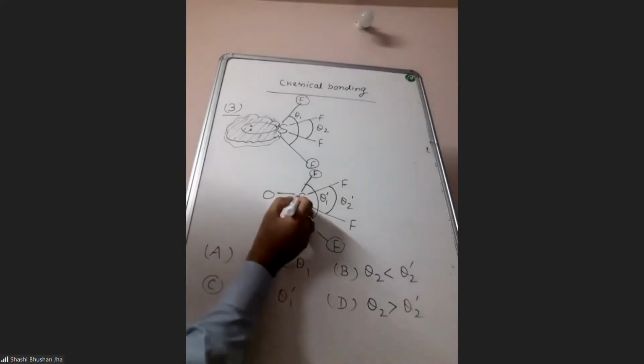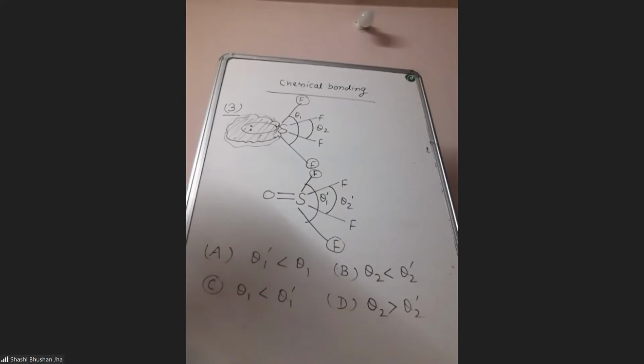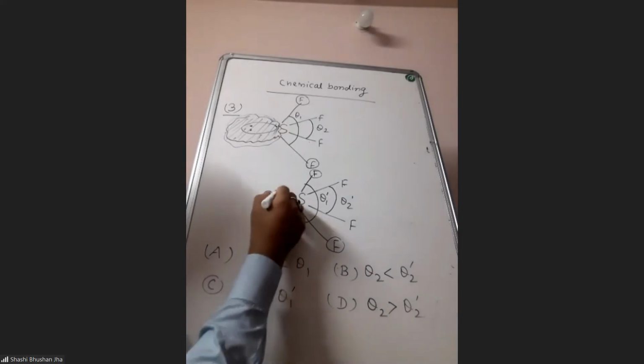Is it in the plane of this SOF2, meaning in this triangular plane, or perpendicular to the triangular plane? Perpendicular. So this electron density of the pi bond is perpendicular to this triangular plane, like this. This is the electron density of the pi bond.